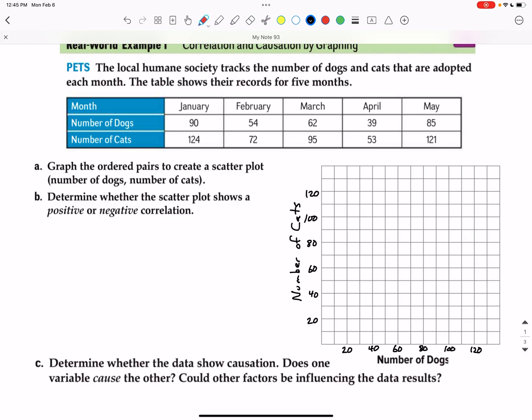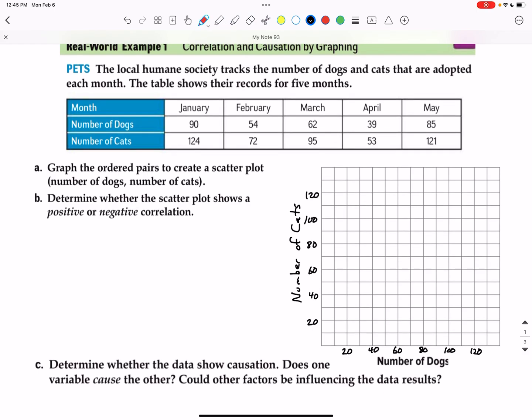So the first thing we'll do is graph these, and I've already got scales going. The blocks are going to go by tens. So number of dogs, January was 90, and number of cats is 124. So I'll go over 90 and up to 124, which places it about right here. 54, 72 is approximately right here, about in this spot.